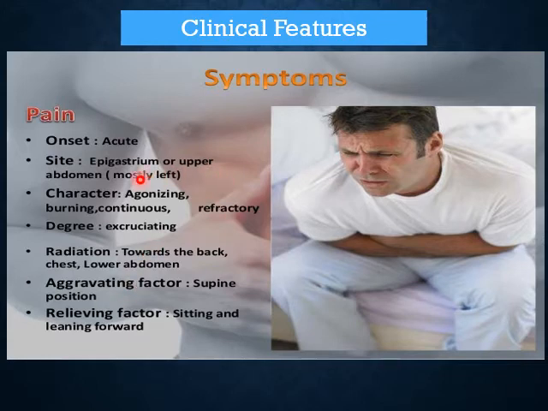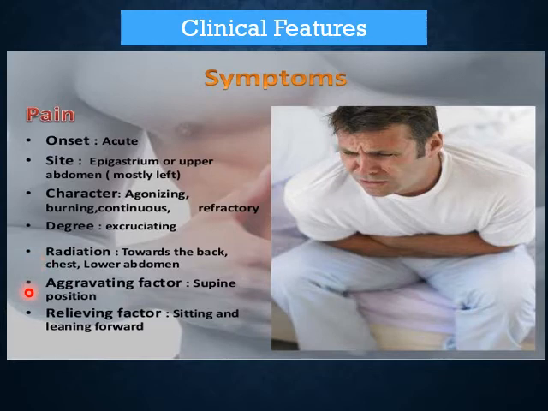This is a picture showing you the classical picture of pain in severe acute pancreatitis. So I said the onset is acute, epigastric or upper abdomen, mostly on the left side. Character is agonizing, very severe pain, burning, continuous, and most of the time it does not relieve with normal medication. Some people describe it as excruciating pain. Radiation towards the back, chest and lower abdomen sometimes may mimic an aortic aneurysm rupture or a myocardial infarction.